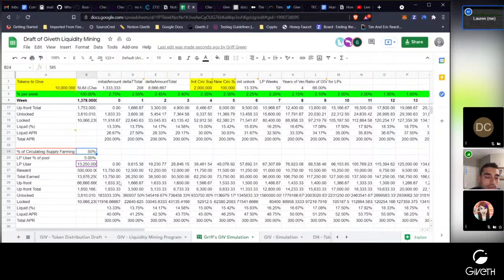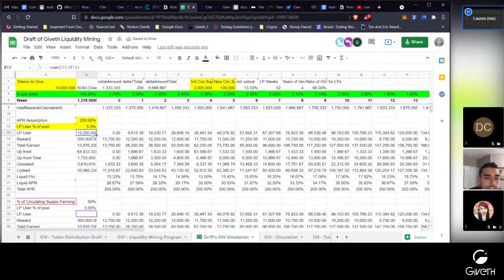Cool. Real quick, this LP user is 13.25 million. I feel like that's got to be, this should just be deleted, honestly. Should it be? It's just a sum of a number that doesn't really matter. Okay. So these are sanity checks to check the sum, right?